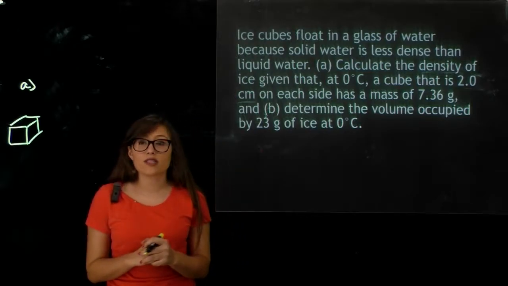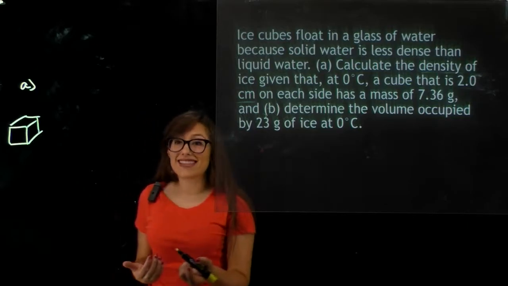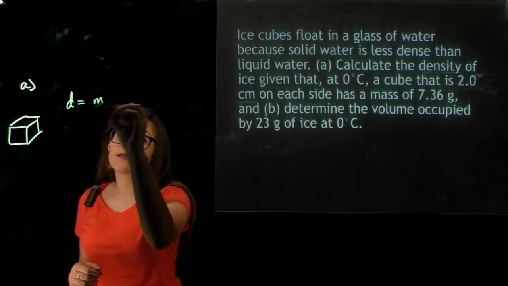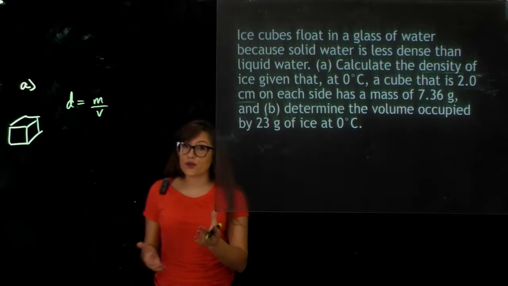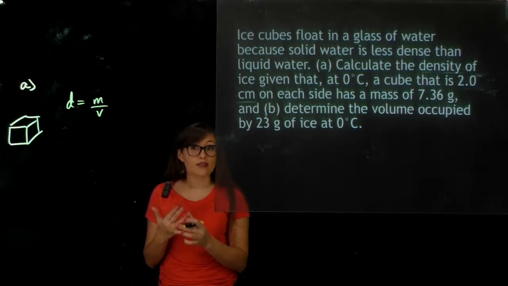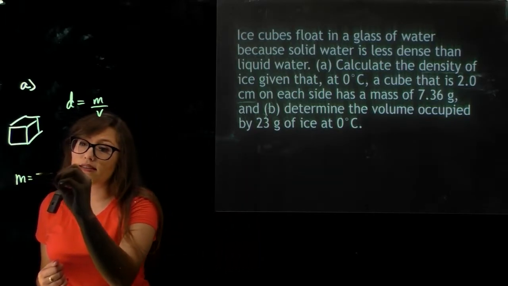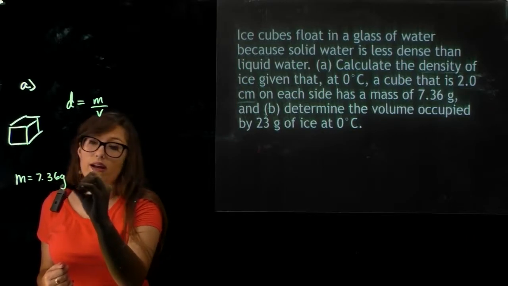Well, approaching this problem for part A, we know we have to calculate density. So the first thing that you should write down is the formula. Density is equal to mass over volume. So the two components that we'll need for this problem are the mass and the volume. Well, they provide us with mass and they say this ice cube is 7.36 grams.